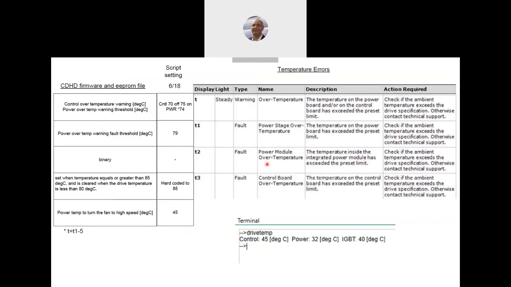Okay, so we have several temperatures that we read from the servo drive. We have the control board, we have the power PCB, and we have the IGBT. Usually we first have a warning, at a temperature smaller than T1. And when we reach the limit on the IGBT, then we stop.